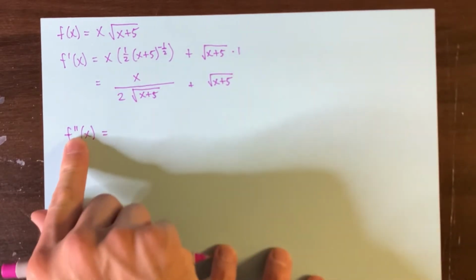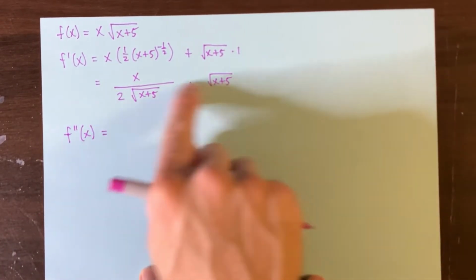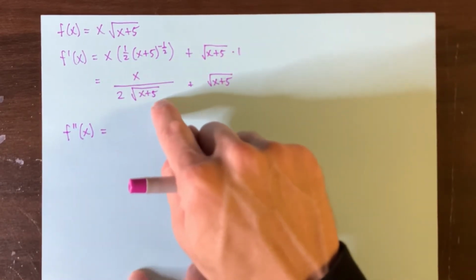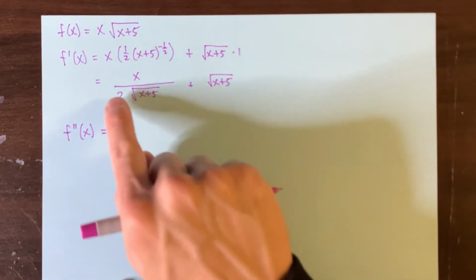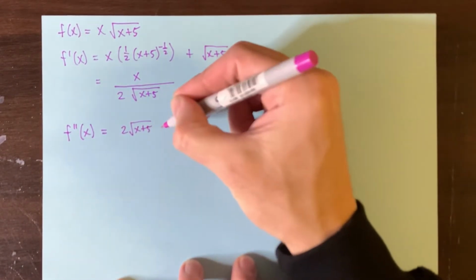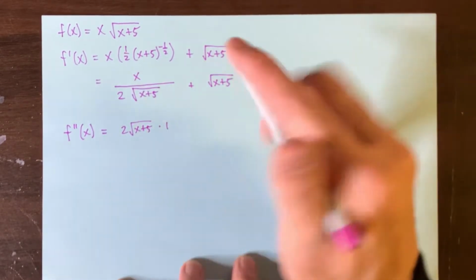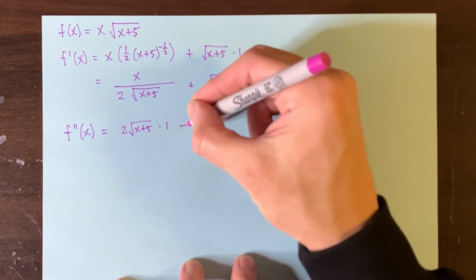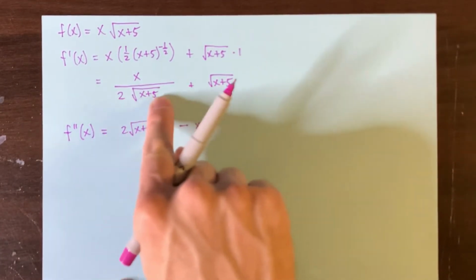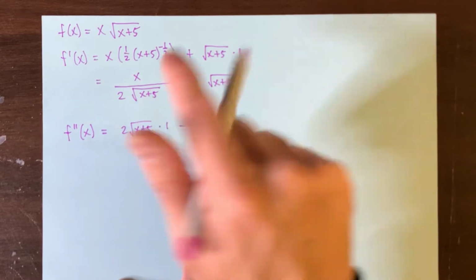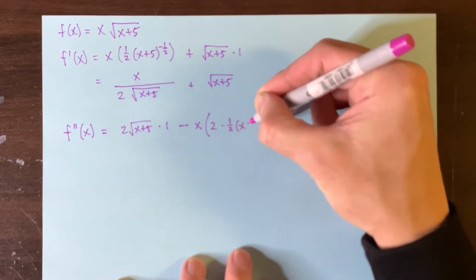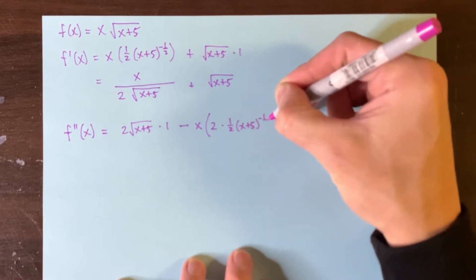The second derivative is the derivative of the first derivative. So let's take the derivative of this. First, focus on this term, the quotient rule. So let's go bottom derivative top. So the bottom times the derivative of the top, which is 1, bottom derivative top minus the top times, now let's take the derivative of the bottom. The derivative of that would be 2 times 1/2 x plus 5 to the negative 1/2.